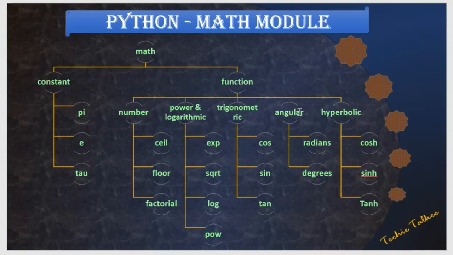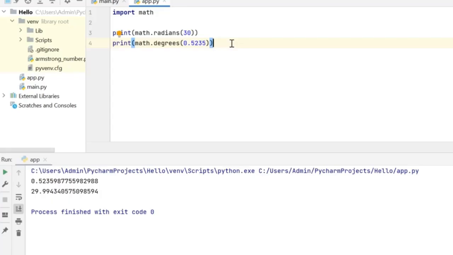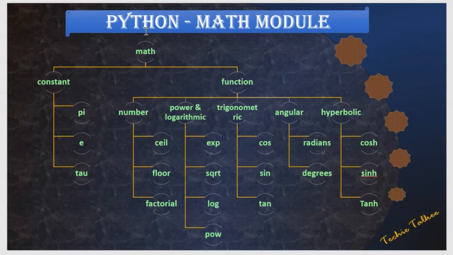Next, let's get into the next category, which is the angular functions, where we have radians and degrees. math.radians is going to convert the value from degrees to radians, and degrees is going to convert the value from radians to degrees. So if I give math.radians of 30, it's going to return me this value, and I'm just going to take a part of that result and place it here, and convert it to degrees, which is 29.9, which is almost 30. So these are the angular functions that we have in the math module.